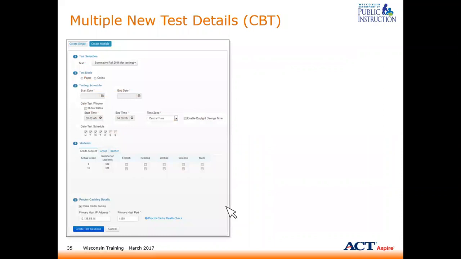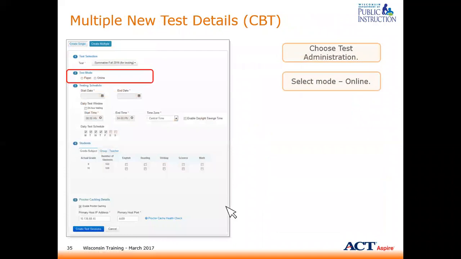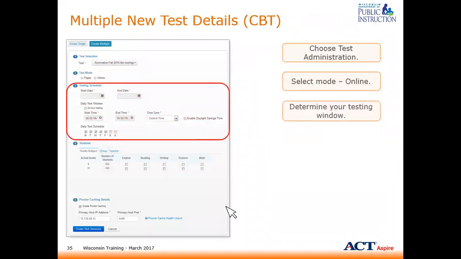So let's go through that new create multiple test details screen. So we have the create multiple button selected. In step one, you're going to choose the test administration to administer. So for example, Spring Summative 2017. You're going to choose the online mode of testing to apply to your sessions. You're going to be able to determine your testing window.